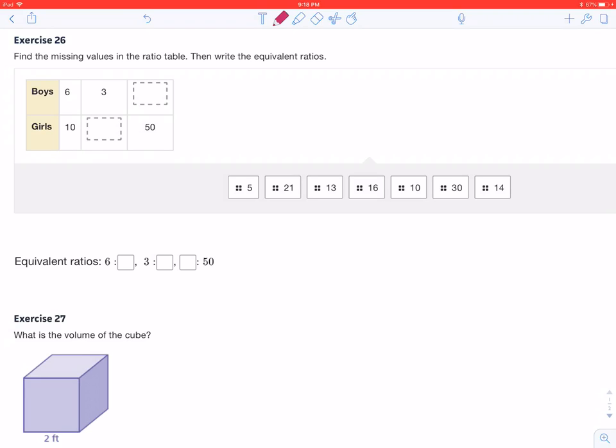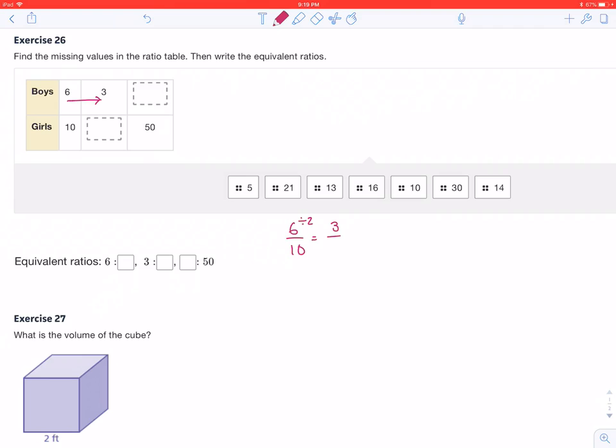For exercise 26, we've got the same thing. We've got a ratio, boys to girls. What's going on in this part, though, this ratio table, is that we're actually going down in number on this one. We're going from 6 to 3 instead of going up like we did in the last table, but still the same thing. If we have 6 boys for every 10 girls, and I know that in my second scenario I have 3 boys, then how many girls do I need to have in order for this to remain equal?